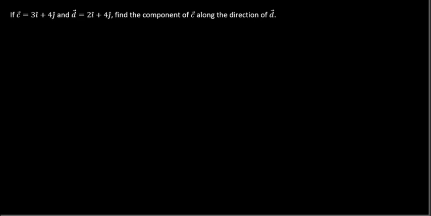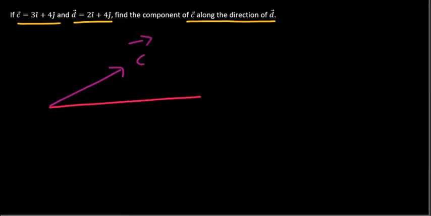Problem 4. Vector C is given by the following: 3i hat plus 4j hat. Vector D equals 2i hat plus 4j hat. Find the component of vector C along the direction of vector D. Now what that means is, assume that this is vector C. And assume that this is vector D, just as an example.